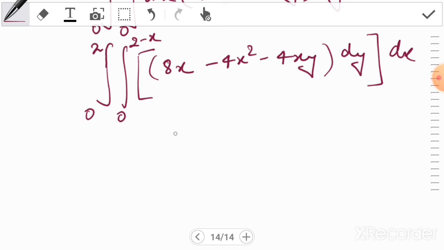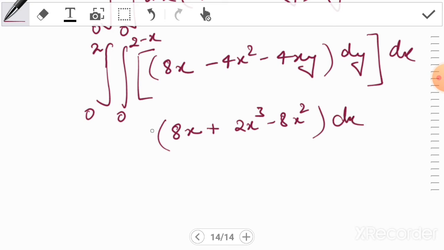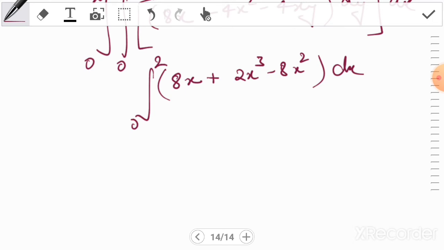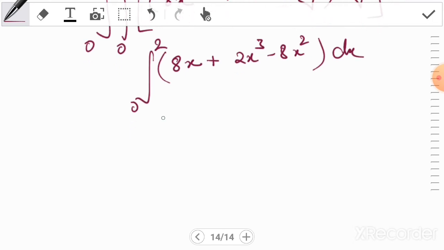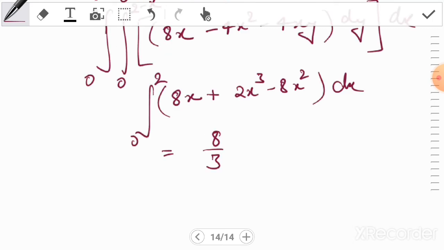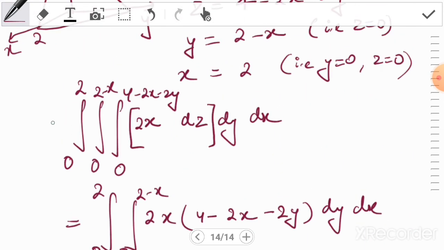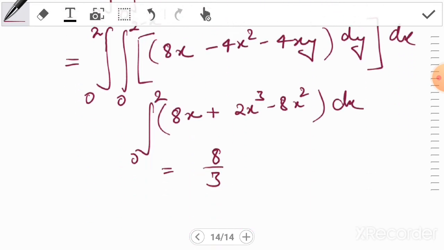So again, after evaluating you will have 8x plus 2x cube minus 8x square, and then dx, from 0 to 2. Now the triple integral is reduced to a single integral, and this will come as 8 by 3. Yes. So check the answer.